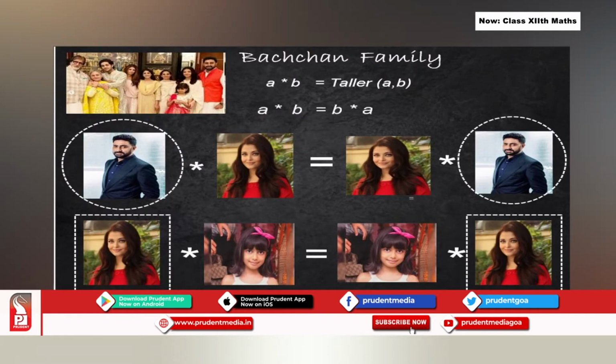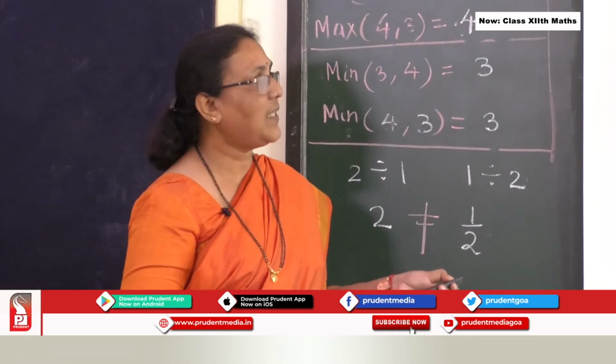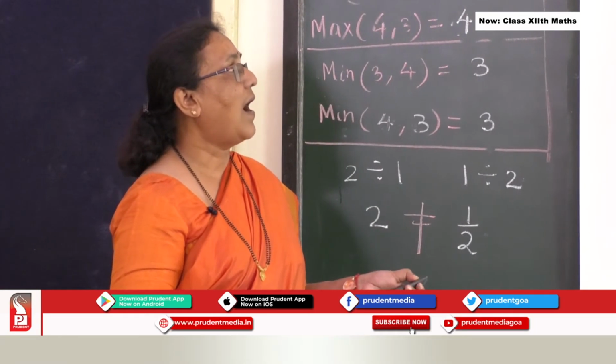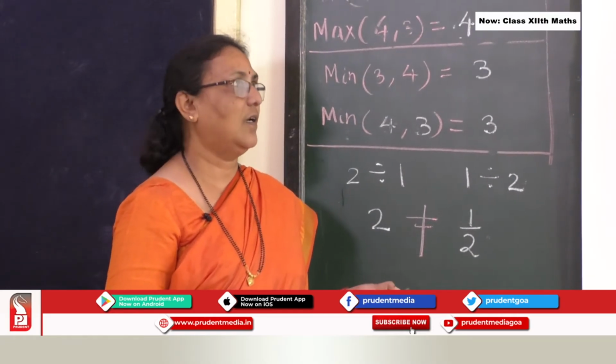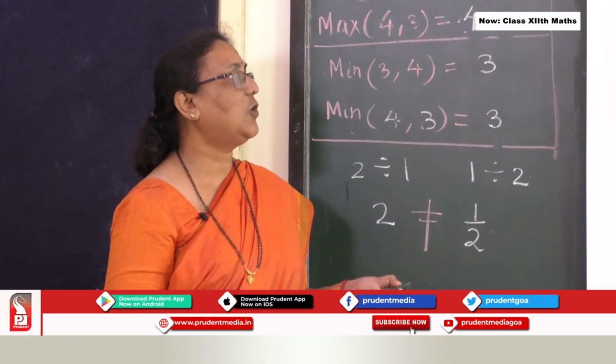Now students, don't get confused, just put this in your head properly. Whenever it is commutative, you remember that both the things are same. You remember this example and you will never make a mistake in this. This part is clear to you all?